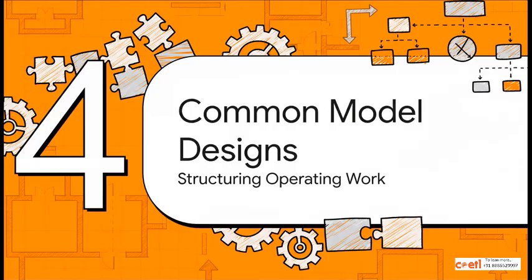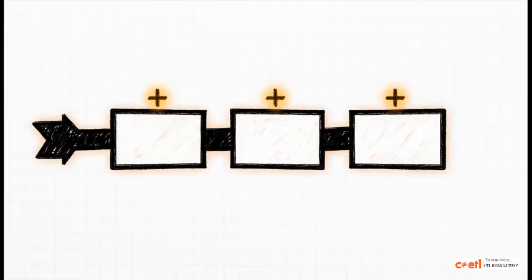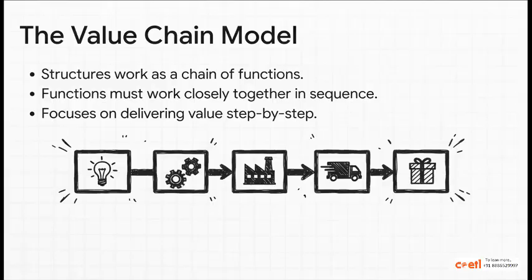Okay, so now we get the different pieces. How do they actually fit together? Let's take a look at a few of the most common blueprints for structuring the operating work itself. First up, we've got one of the most straightforward designs out there, the value chain model. This whole approach thinks about work as a straight line. This is your classic assembly line idea. Work is structured as a sequence, a chain of functions where each one adds a bit of value before passing the baton to the next. Think of manufacturing. Design hands off to production, which hands off to distribution. It's all about that step-by-step flow.